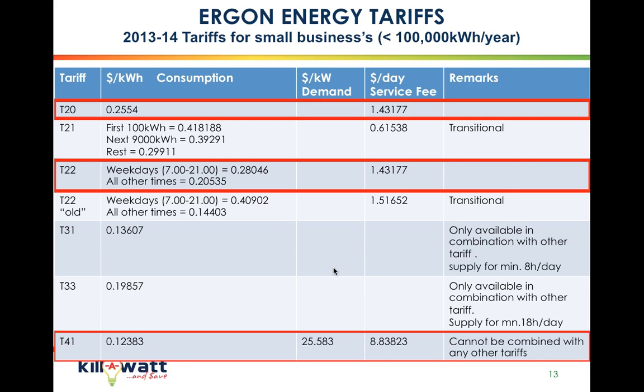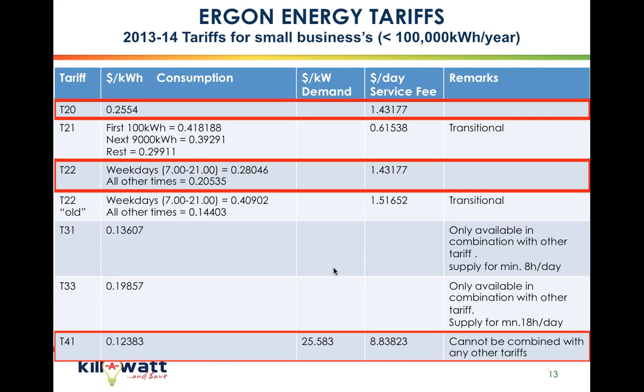Okay, now moving through here, you've got your Ergon Energy tariffs. Now, tariffs are broken up into two main criteria: 100,000 kilowatts or less, and 100,000 kilowatts and over. For 100,000 kilowatts or less, the first one is Tariff 20. In Far North Queensland, we have a lot of small businesses that are on Tariff 20. This is the default business tariff if you're a small business.